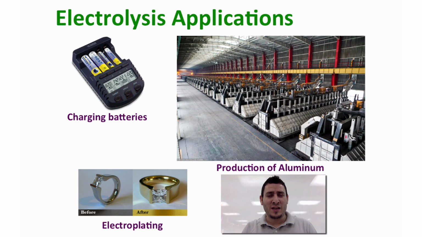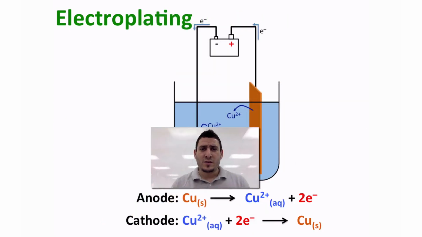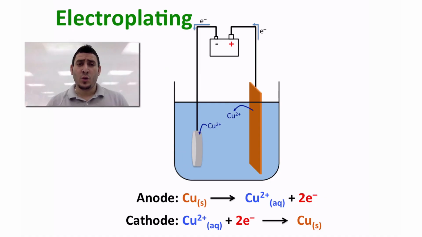Electrolysis has great practical importance. For example, charging a battery, producing metals from their ores, or plating an object, which is the example that we will see next. Consider the following electrolytic cell where a ring is being plated with copper atoms.